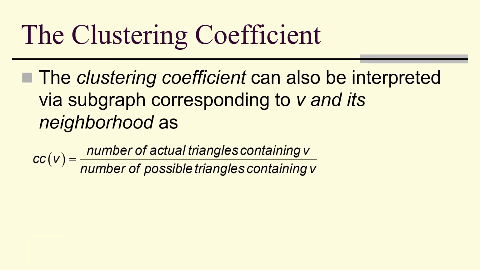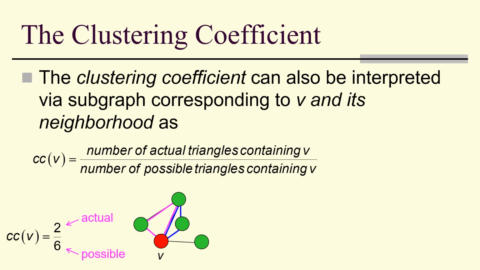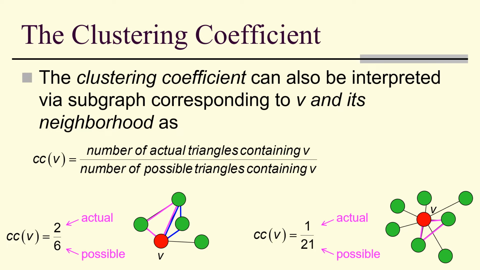Another way to look at the clustering coefficient is to say the number of actual triangles over the number of possible triangles, where each triangle has to contain the original vertex. So here's 1, 2 triangles, but there are 6 triangles possible. Here is 1 triangle, but there are 21 triangles possible.